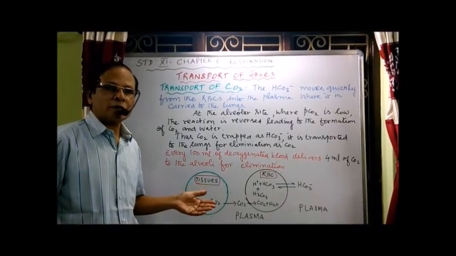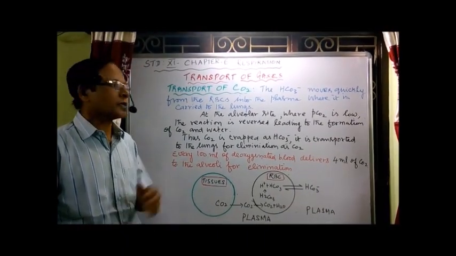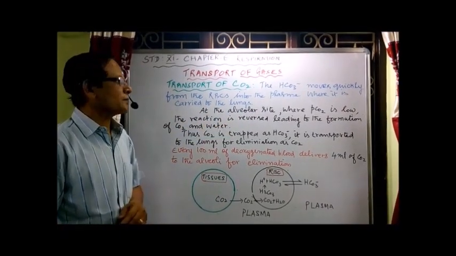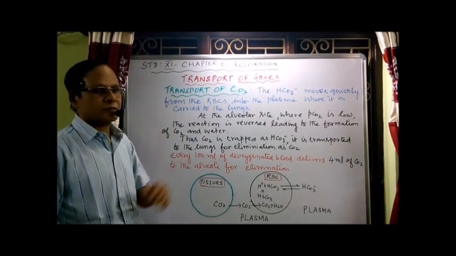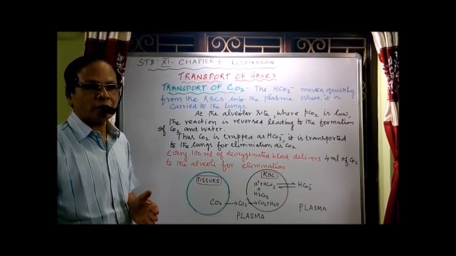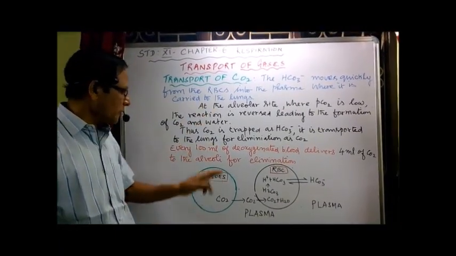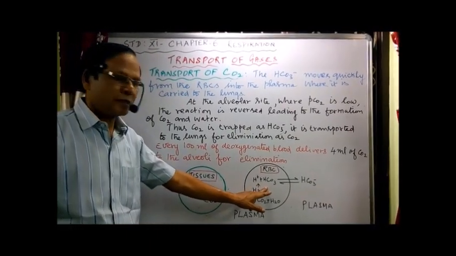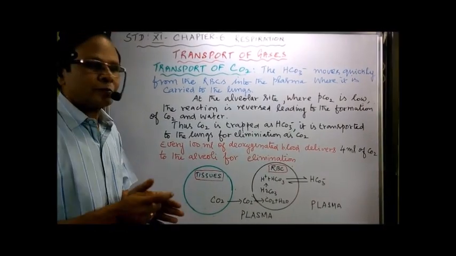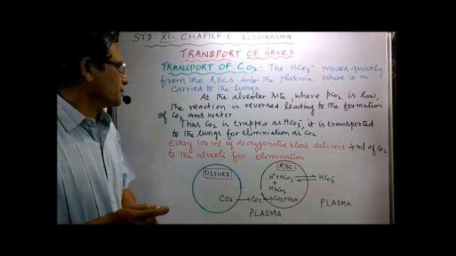Now the bicarbonate ions formed inside the RBC after the dissociation of carbonic acid move quickly from the RBCs into the plasma, where they are carried to the lungs. The hydrogen ion is retained inside the RBC, where it combines with the hemoglobin, so that reduced hemoglobin is formed. The bicarbonate ions formed here in the RBC move out of the RBC and are transported to the lungs in the form of either sodium bicarbonate or potassium bicarbonate.